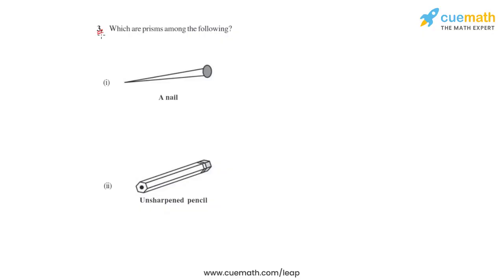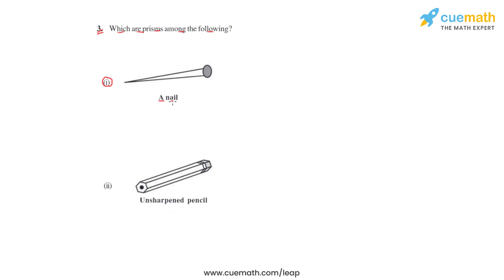So in the third question of this third exercise, we have been given a few set of solids and we'll have to determine which of the following solids are prisms. As we see, we have already taken the first two solids, out of which the first one is a nail, and we'll have to determine whether this nail represents a prism.